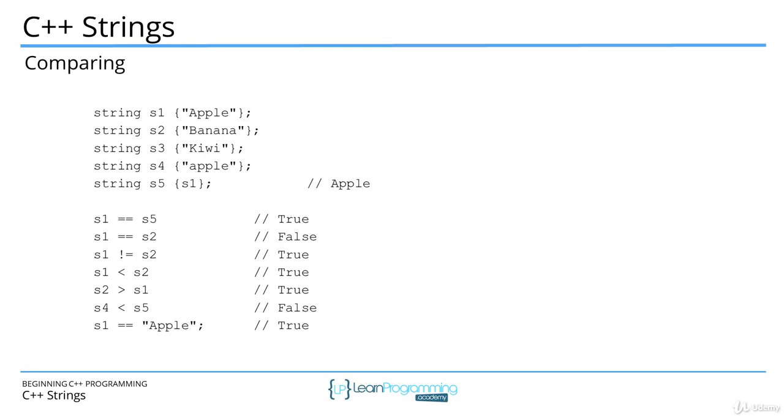Notice that banana has an uppercase B, whereas apple has a lowercase a. S4 less than S5 is false since apple with a lowercase does not come before apple with an uppercase. And then finally, S1 equal apple is true because they're the same. Notice in this case, apple is a C-style string literal.